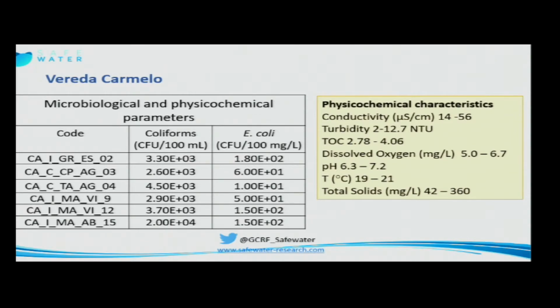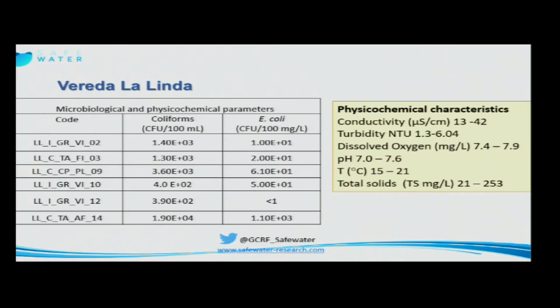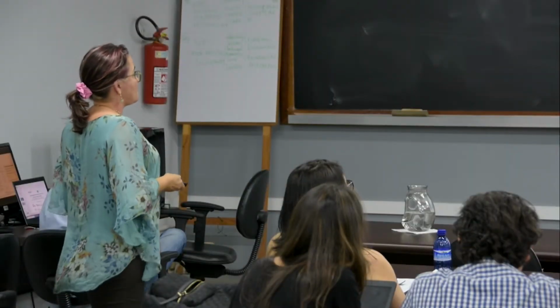It's only to show you that you can see here coliform and E. coli, and the physicochemical characteristics. That is Carmelo, the same for Curity. You can see a big amount of coliform and E. coli. And for La Linda, it's something similar, okay?